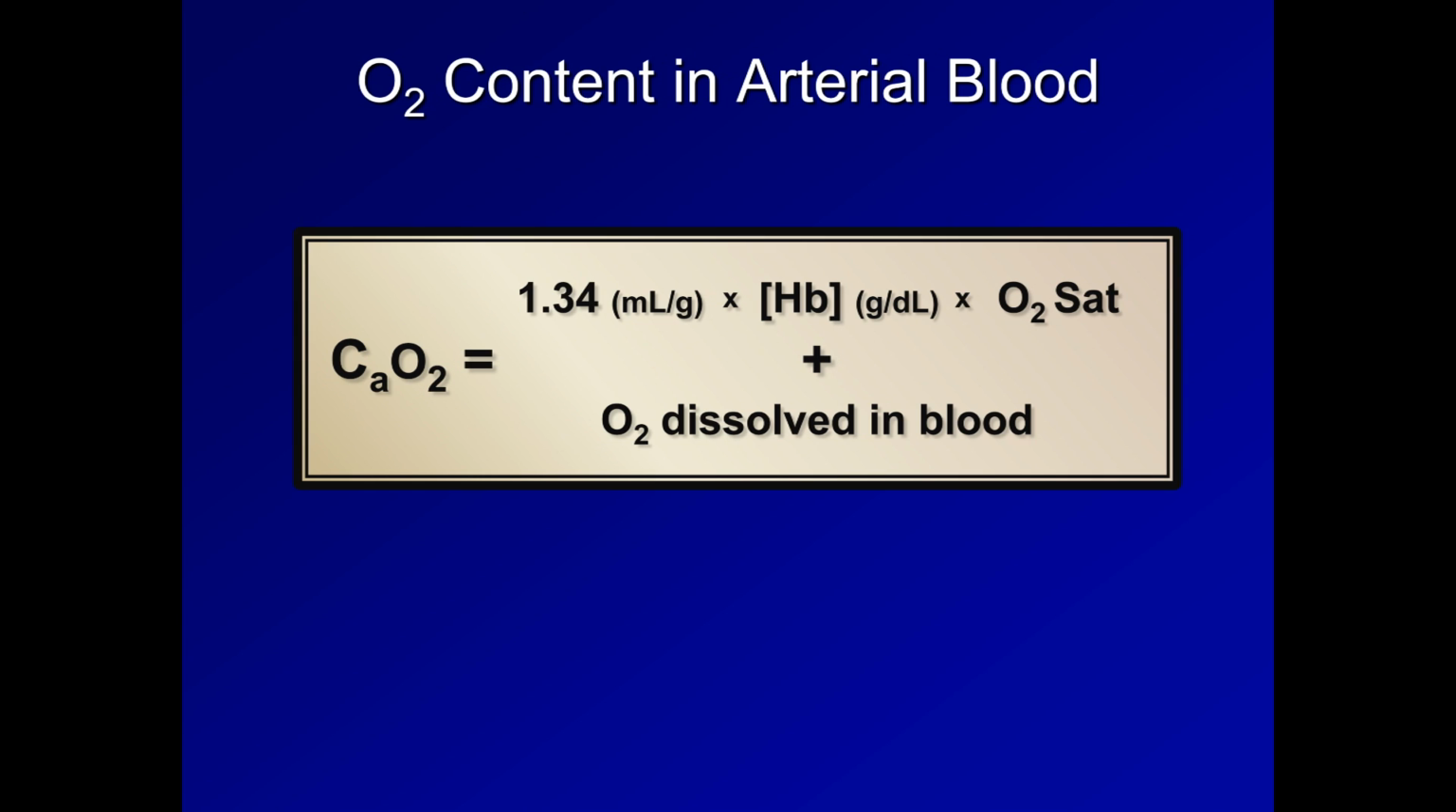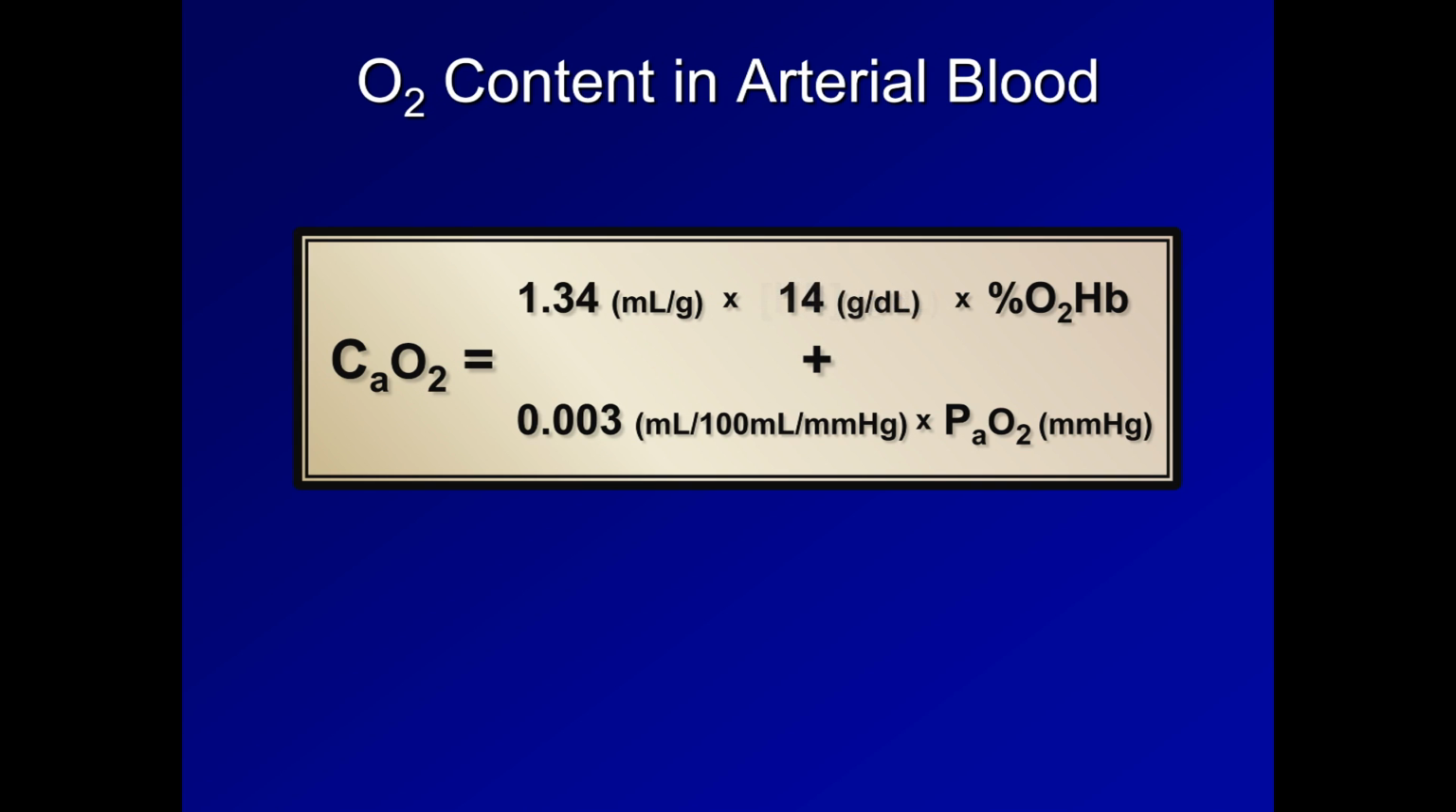Although most textbooks use the term SaO2 to describe oxygen sat in this equation, for reasons discussed in the last lecture, I personally prefer this percentage O2 hemoglobin. The oxygen dissolved in blood is equal to 0.003, which is the solubility constant of oxygen, times the partial pressure of oxygen. Let's plug in numbers for a typical healthy adult: 14 grams per deciliter for hemoglobin, an O2 sat of 98%, and a pAO2 of 100 millimeters of mercury.